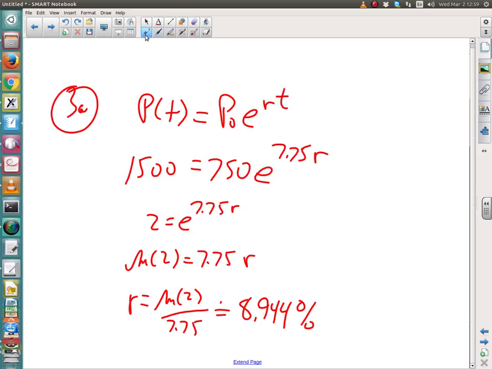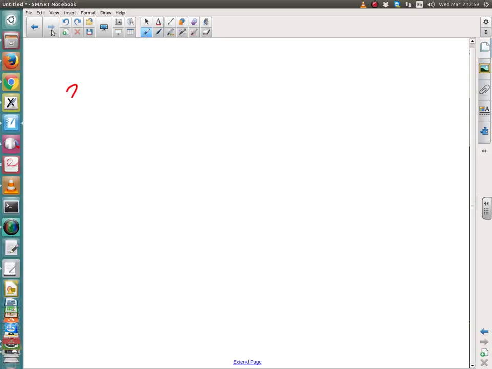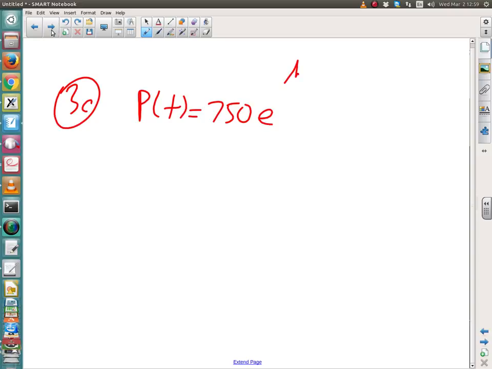Okay. Well, now what's going on is, this is 3C, 3B is bonus. See if you can figure it out on your own. Now you have that P of T is P0 e to the RT, but R is exactly this. Let's write it exactly, not round it off. All right, so they want to know what's the balance after 10 years. In other words, T is 10. Remember, it doubled in 7.75 years, so it's going to be more than double, right?